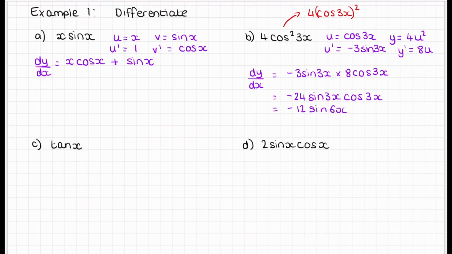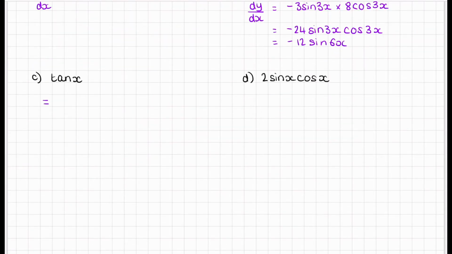C, we want the derivative of tan x. Now the derivative of tan x, you can just learn what it is, but I'll show you how it gets to there. We know that tan x equals sine x on cos x. They're the same thing. I'm going to use a quotient rule. So u is our numerator, v is our denominator. We know that u dash, derivative of sine x is cos x, derivative of cos x is negative sine x, and then we can just use our quotient rule.